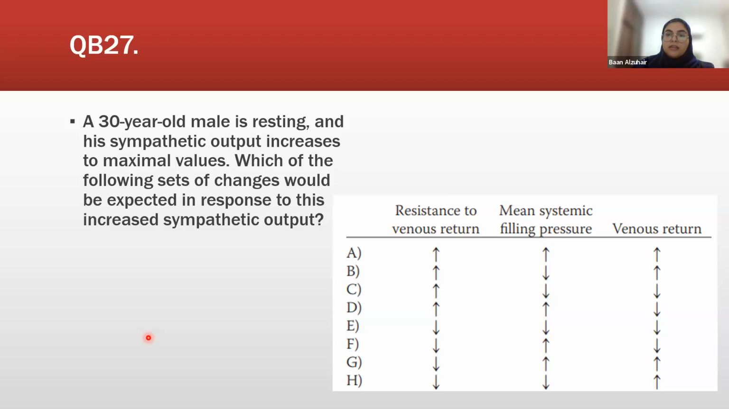Remember, sympathetic. Resistance to venous return. So it could be venoconstriction, I guess. Resistance to venous return, I guess, is, for example, high pressure in the right heart, or vasodilation, stuff like that. Yeah. Why would resistance to venous return be low in sympathetic output?